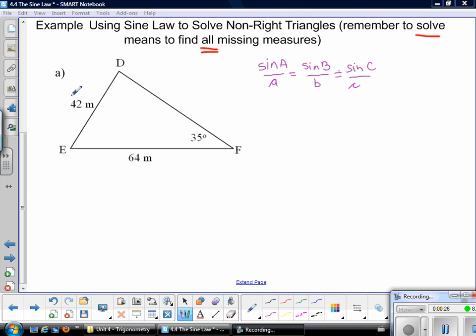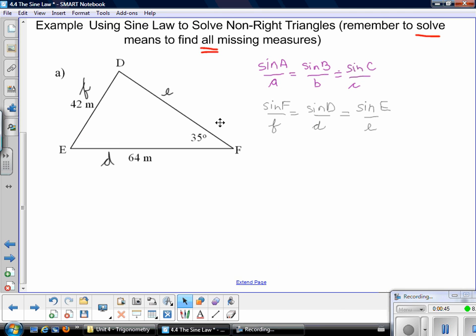So the first thing I'm going to do is label my triangle according to the opposite side. So this here would be F, this here would be E, and this would be side D. Okay, so I am going to rewrite the formula, but using those letters. It's actually quite easy to do, and I've done it here. So I have angle F for side F over angle D, side D, angle E over side E.